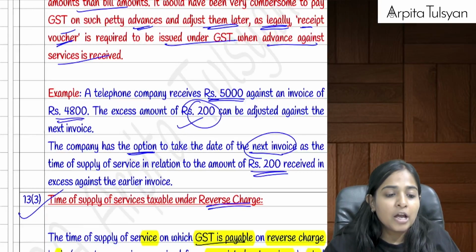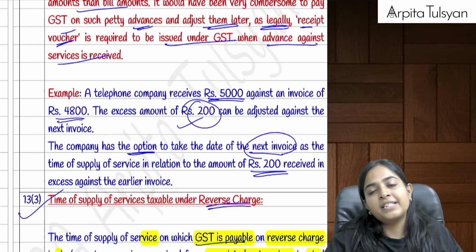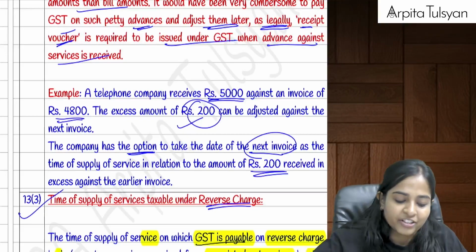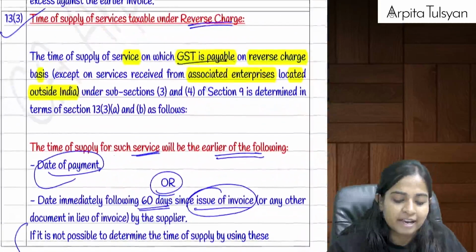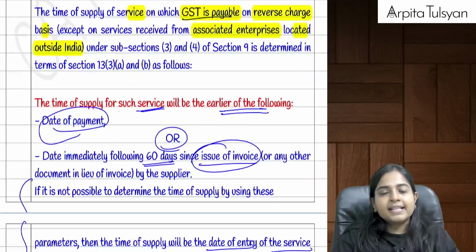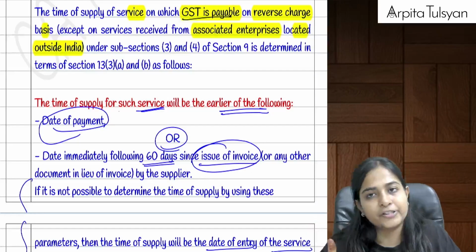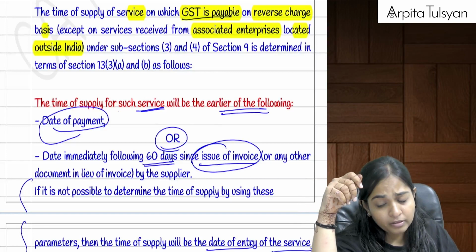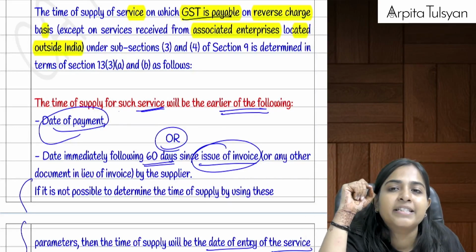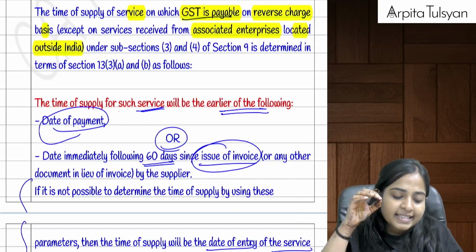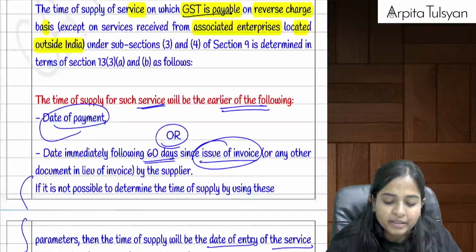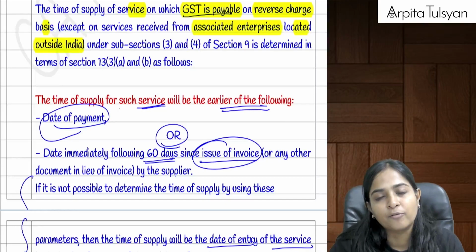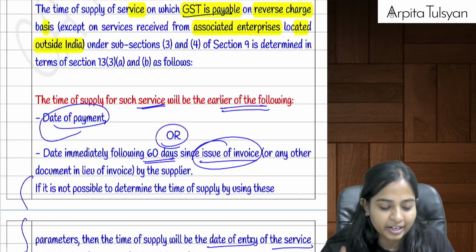Okay, then let's go to section number 13, subsection 3, that is supply of service under reverse charge mechanism. Time of supply of service taxable under reverse charge mechanism. In that case, there are two dates, and out of these two we'll take whichever is earlier. One is the date of payment. Now, if it is reverse charge, we have to think from the recipient point of view. So, the date of making the payment, or 61st day from the date of issue of invoice. Out of these two, we take whichever is earlier.